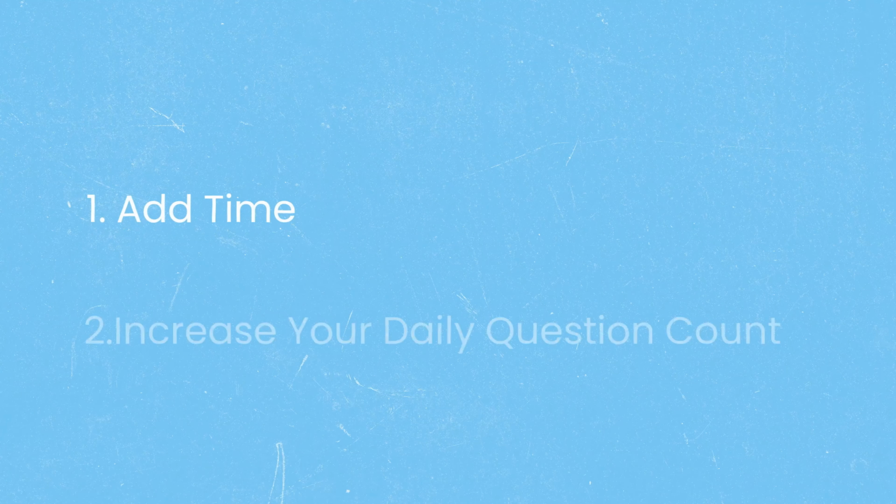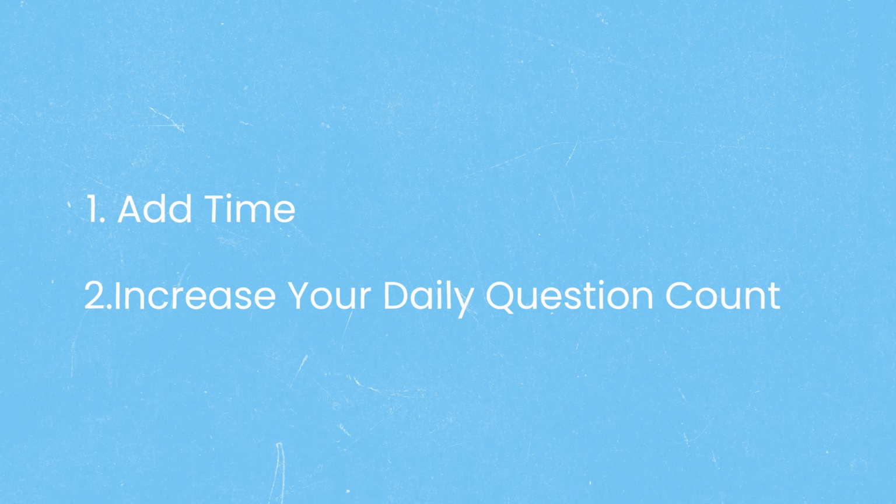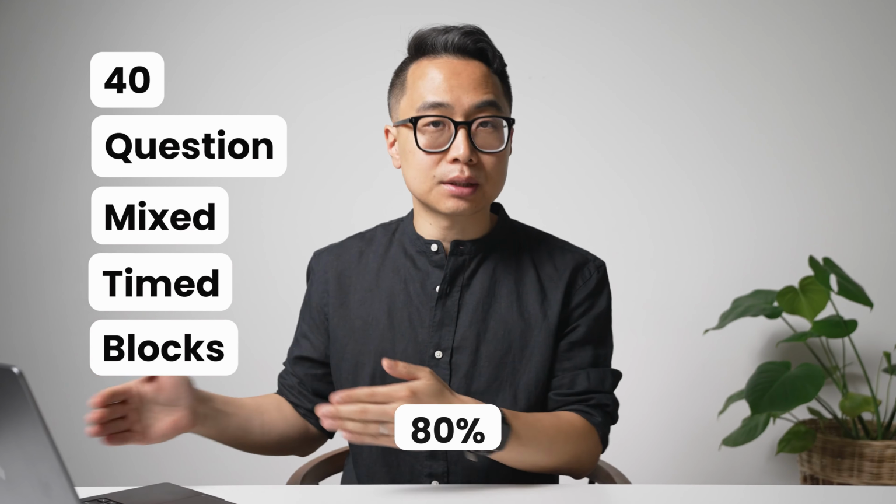But for phase 2, you're still going to do 5 question blocks, but you're going to change 2 things. 1, you're going to add time. 2, you want to increase the number of questions that you're doing per day. The ultimate goal is still that we want to get 80% on 40 question mixed timed blocks, but we're doing this in a graded way.